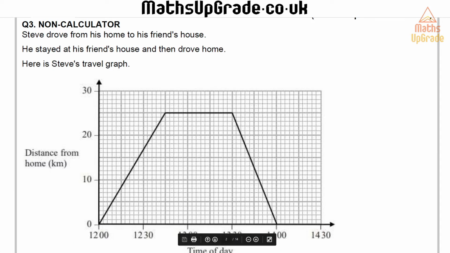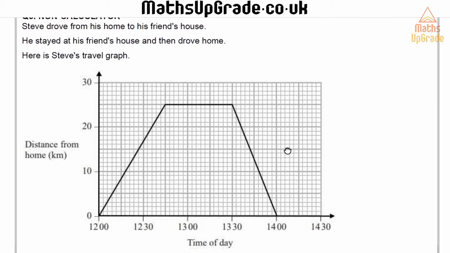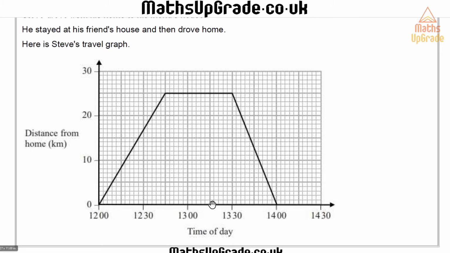Question 3. Steve drove from his home to his friend's house. He stayed at his friend's house and then drove home. Here is Steve's travel graph. So you can see there a travel graph. You've got the distance, you've got the time. This clearly represents his outward journey. That's where he stayed at his friend's house, and that's his inward journey.